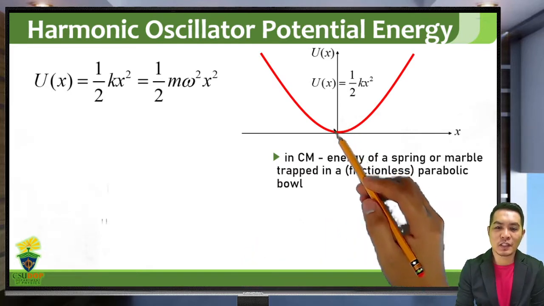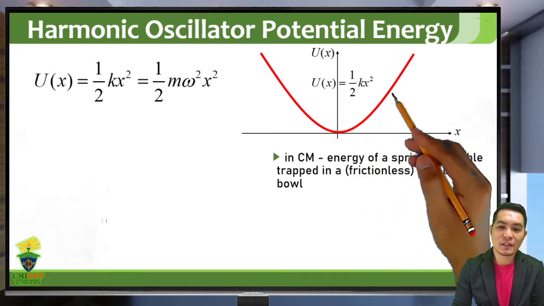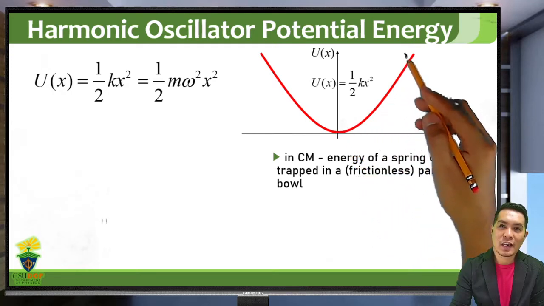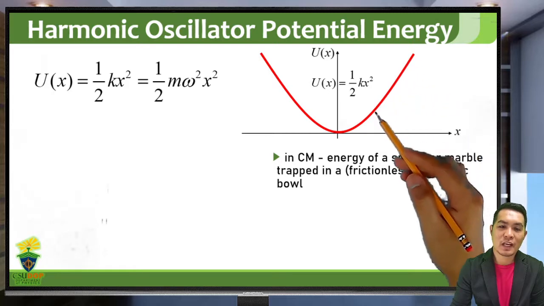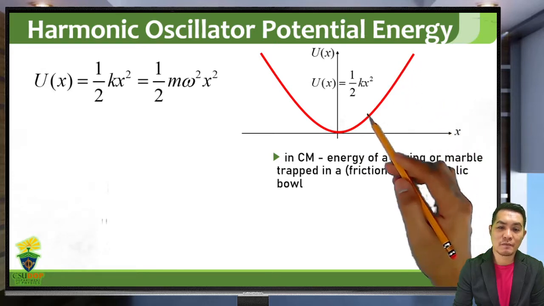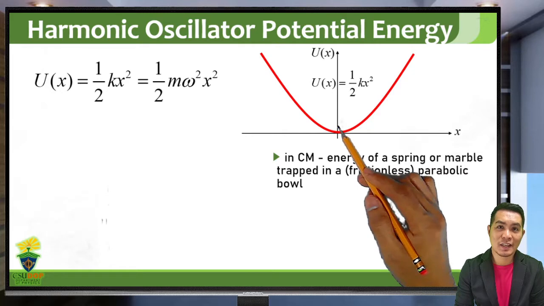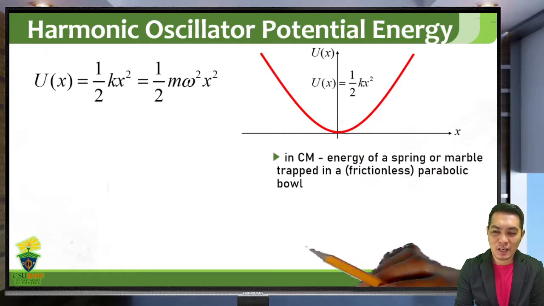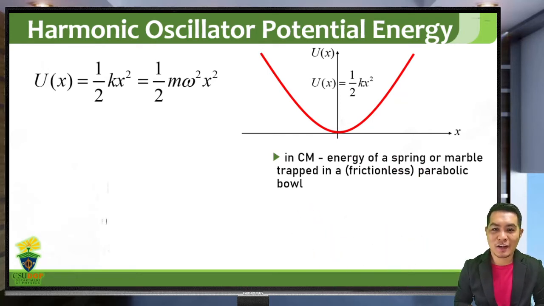You will notice that in that case, half the time the particle has the maximum kinetic energy, and half the time it has maximum potential energy, and when the particle is here, it has a maximum kinetic energy. So it's a beautiful example of the energy conversion from kinetic to potential energies.